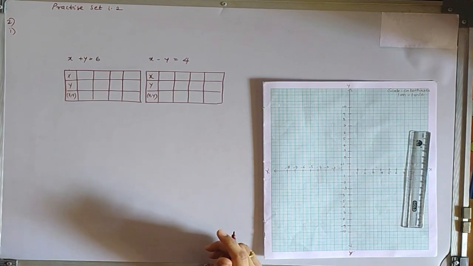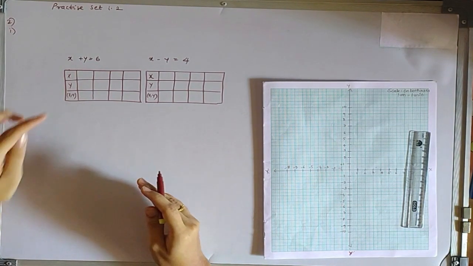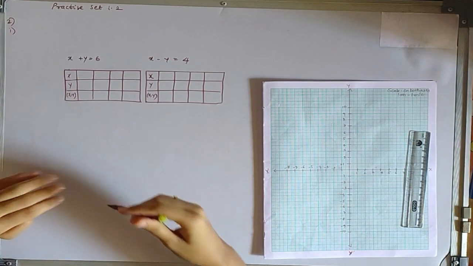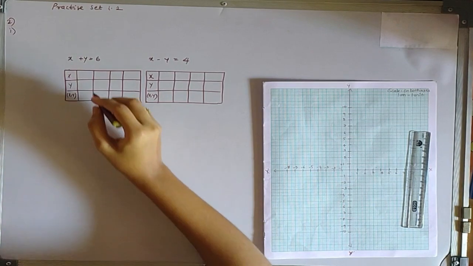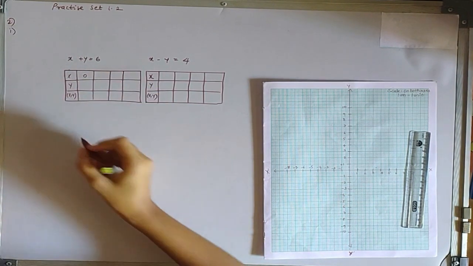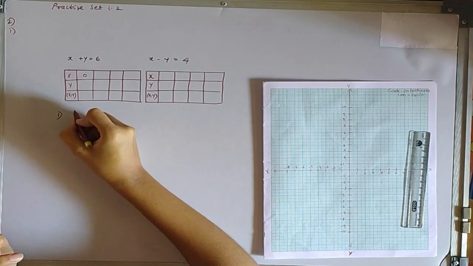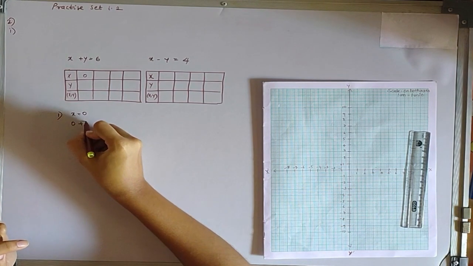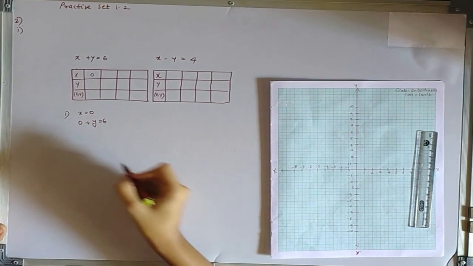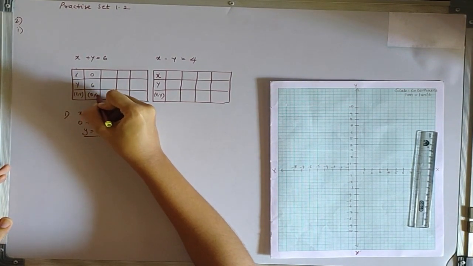So let's start. X plus y is equal to 6. First we'll decide what values we need to put in x and y initially so that we can find the corresponding x or y value. So first I think I should put x is equal to 0. Let's start. For the first part, if my x is equal to 0, what will be my y value? 0 plus y is equal to 6. That gives me y is equal to 6. So here I write down.